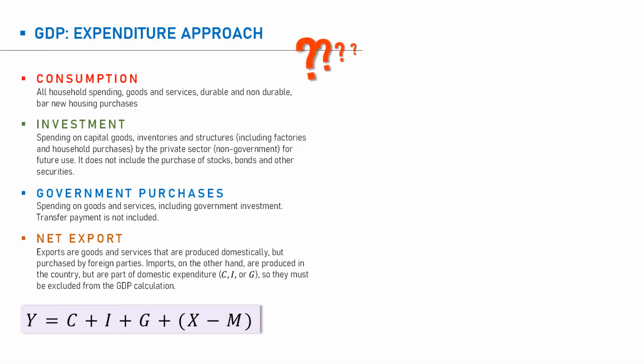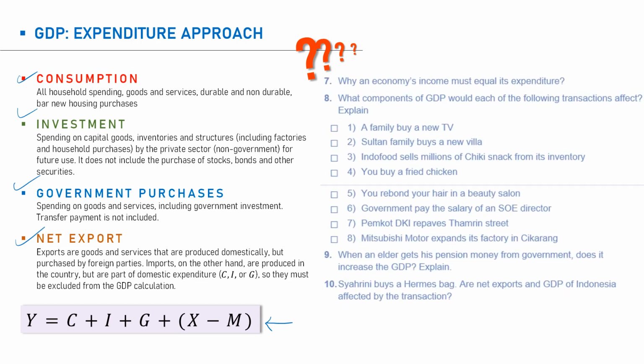This is the first approach of calculating GDP, the expenditure approach, and we know the elements of the expenditure approach are these, and we can also express the approach using a mathematical equation like that. All right, and let's now try to answer the following questions. We begin with question number 7, and the answer is quite clear.